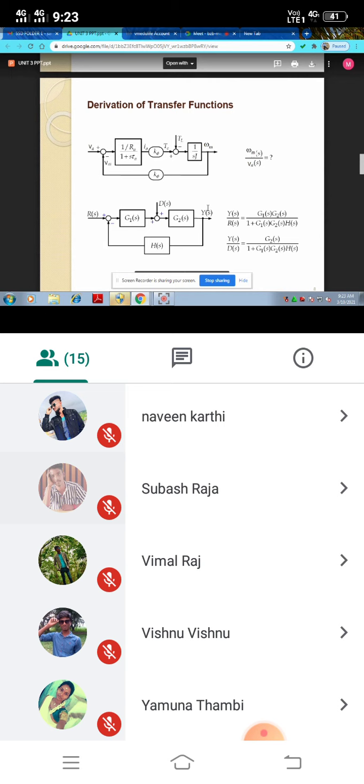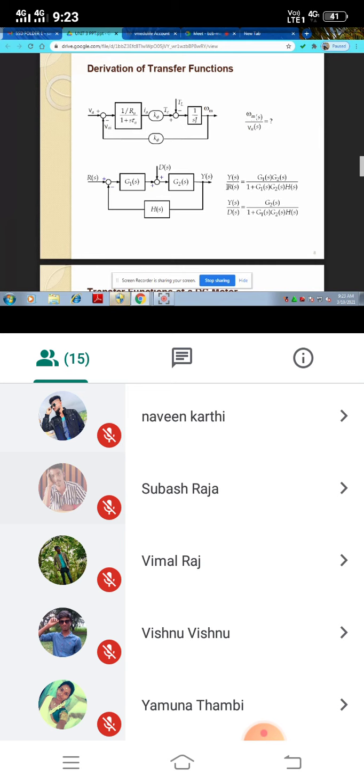Okay, with the zero initial condition, the transfer function is the Laplace transform of output by the Laplace transform of input. We pick that formula to derive the block diagram design. So the output is y of s, the Laplace transform of output, and the input is r of s, the Laplace transform of input. We simplify this formula to g1 of s into g2 of s by 1 plus g1 of s, g2 of s, h of s.